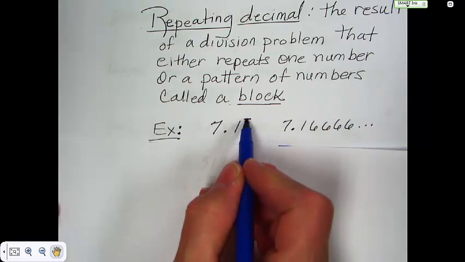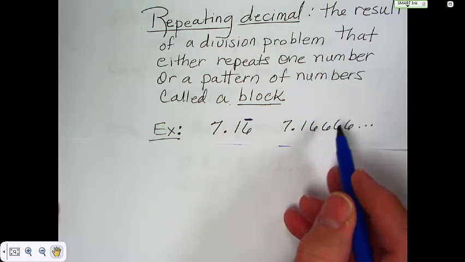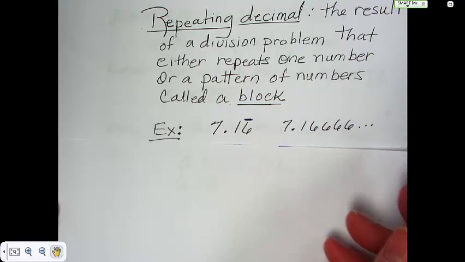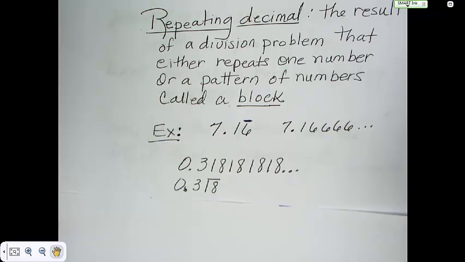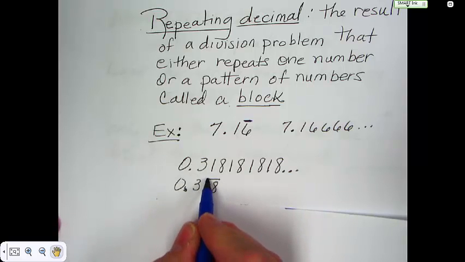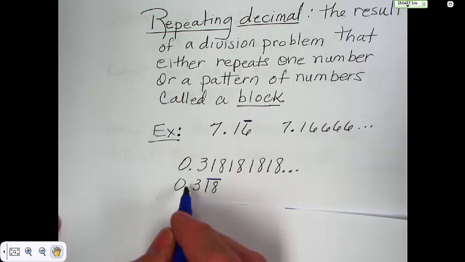7.16 with this little line above the 6 actually means 7.16666 forever and ever and ever. Okay? If we have 0.3181818 and it keeps going on and on and on, then we would write it as 0.3 with the line above the 1.8, because that tells us that it goes 1.8, 1.8, 1.8, 1.8, and the 3 is not involved.